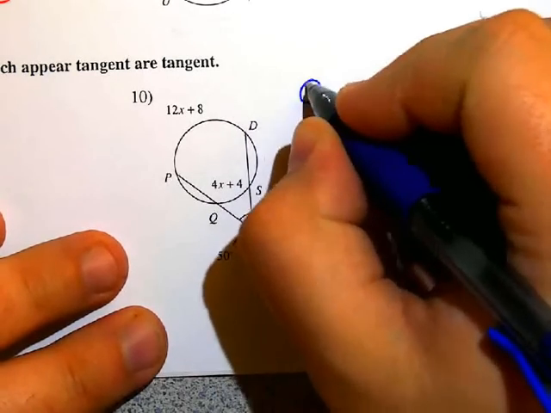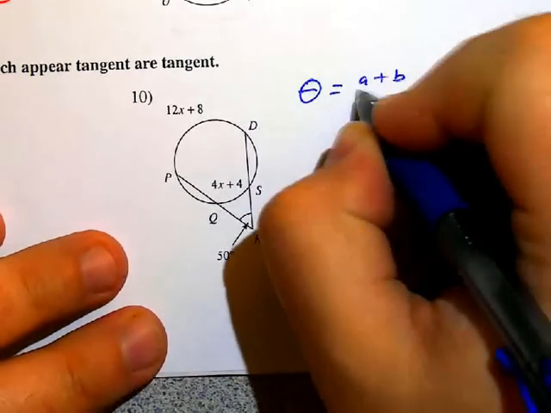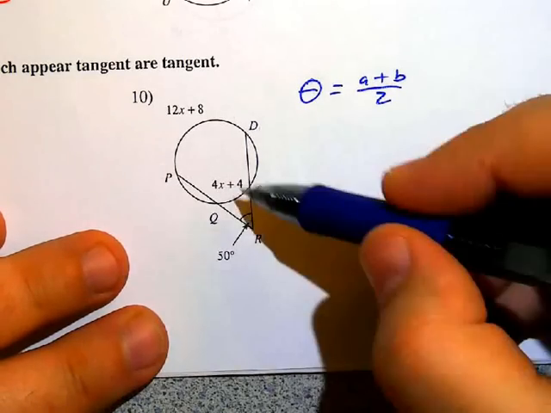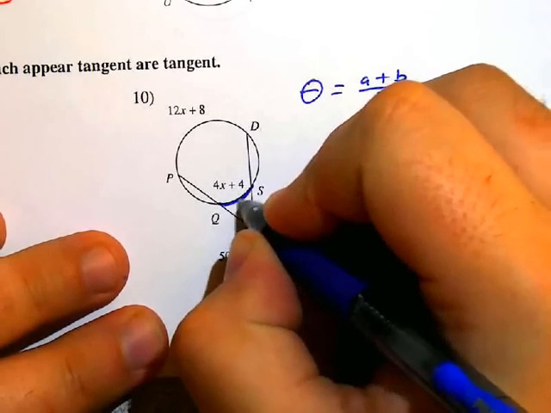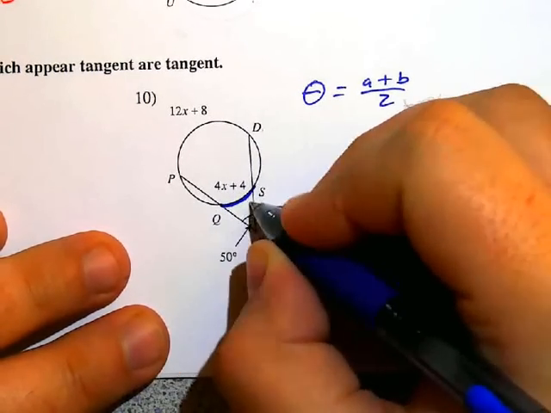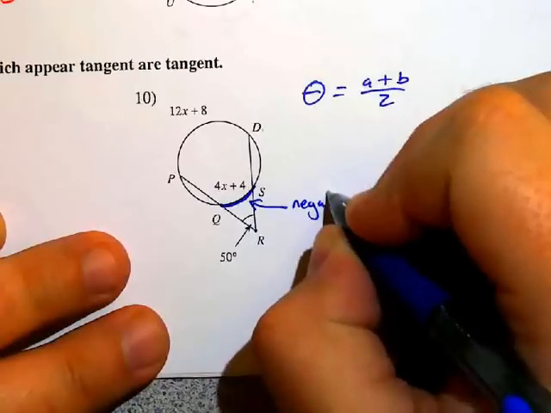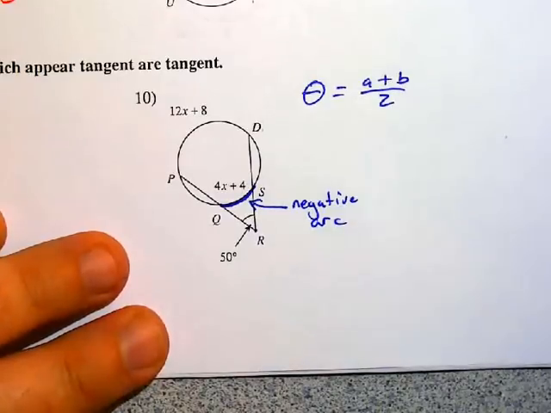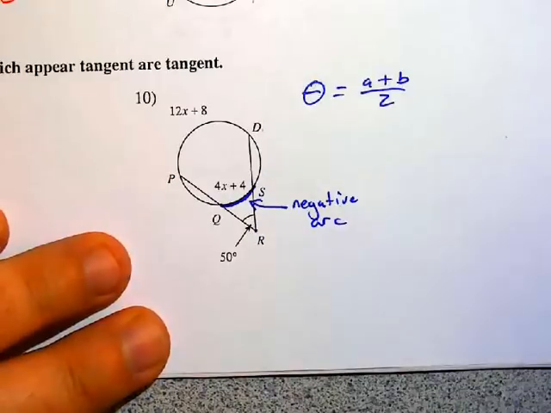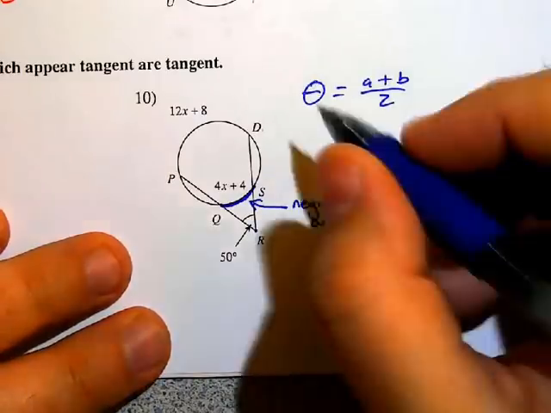Number 10. So we said, look, the idea is theta equals A plus B over 2. It's the average, right? Except for in this case, since it's outside, we have to remember that this arc is going to act like a negative arc, okay? So this is going to be like a negative arc. And I'm sorry, I hope my voice isn't out of time with the video again, like it was in the last video.